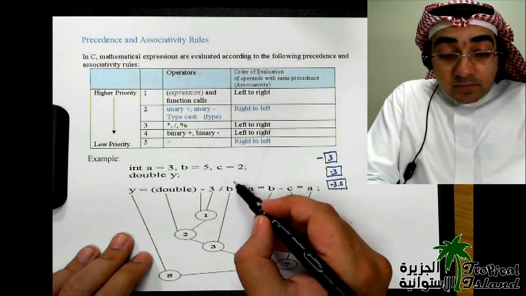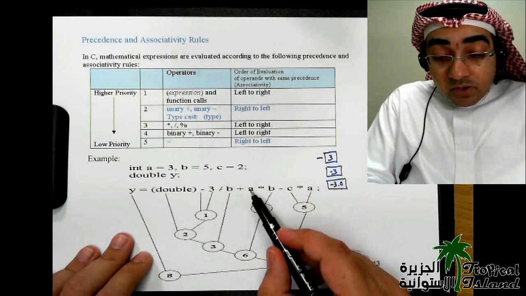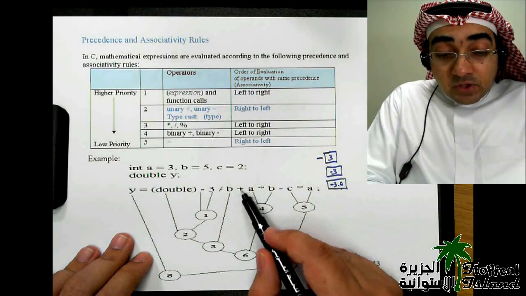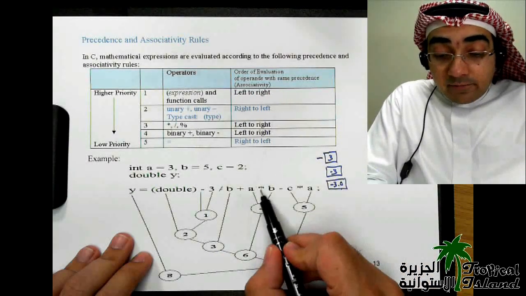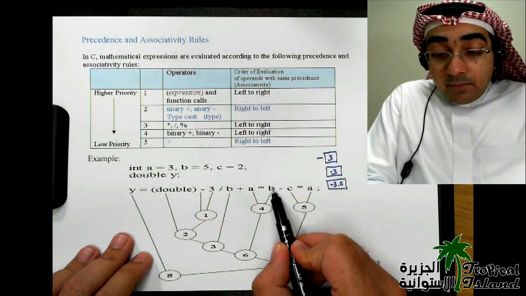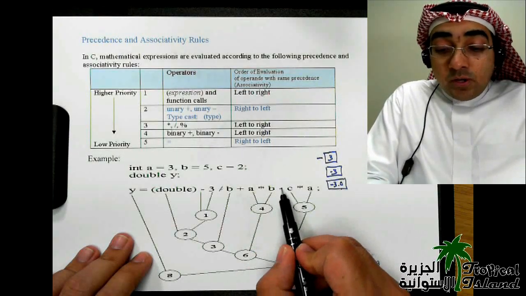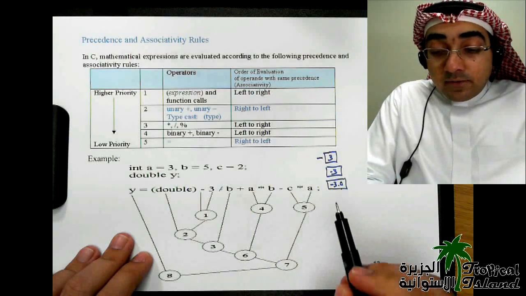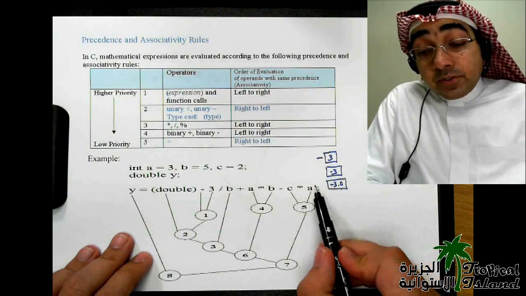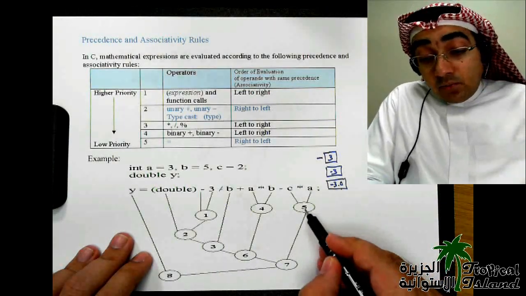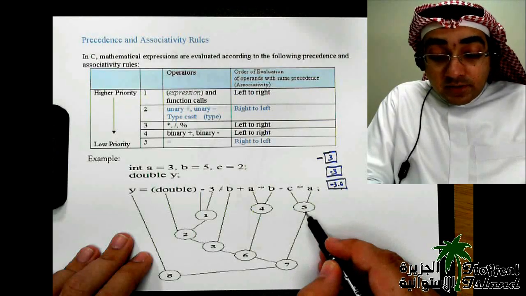This is the third operation that we do. Then the next operation we do, we leave the binary addition because the order of precedence is lower. We still have multiplication, so we multiply a by b, and that's the fourth operation that we do. We leave the subtraction because we have a multiplication which has a higher order of precedence, so we multiply c by a. This is the fifth operation.